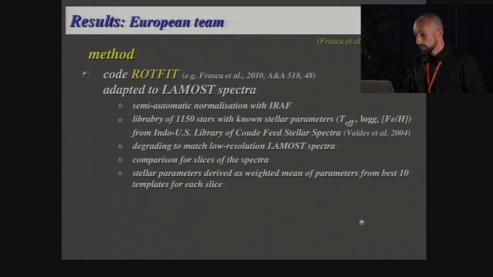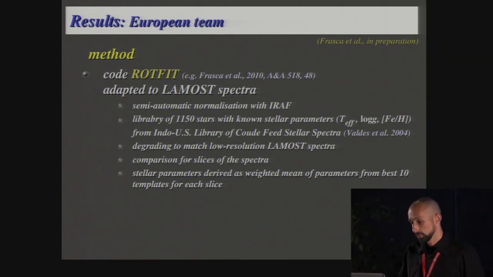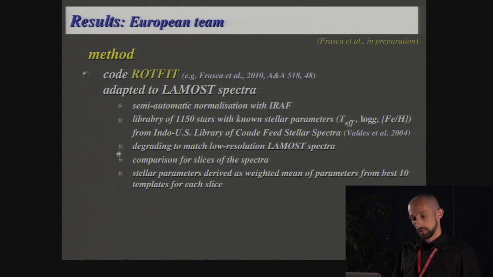So within the European team, as we call them, that is centered around the group of Antonio Frasca in Catania, we used the ROTFIT code that has also been adapted to LAMOST spectra. So first what we did was a semi-automatic normalization of the spectra with IRAF. In this method, a library of more than 1,000 spectra is used for stars with known stellar parameters, but they had to be degraded to match the resolution of LAMOST. And then the comparison is actually done within slices of wavelength, and the final parameters are derived as a weighted mean of the parameters of the 10 best templates for each slice.